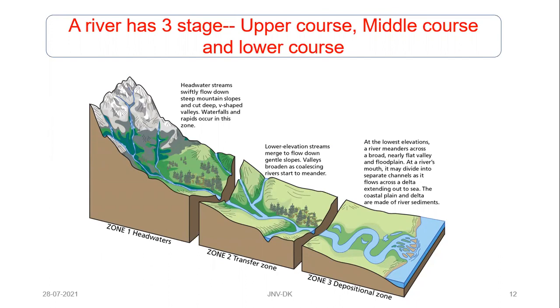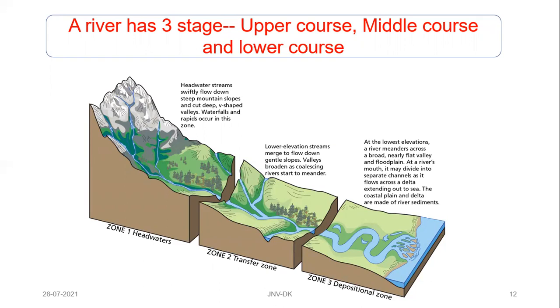Then you go to the middle course. Over here, lower elevation streams merge to flow down gentle slopes. Valleys broaden as coalescing rivers start to meander. So they start making meanders, and then we go to the lowest elevations where a river meanders across a broad land. Now, there is a nearly flat valley and floodplain at a river's mouth.